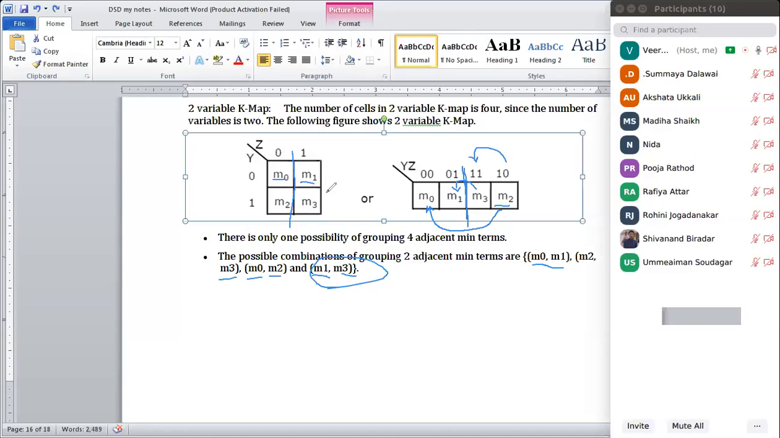M0, M1. M1 is going to lie upon M0. M3 is going to lie upon M2. Correct? That is M0, M1, M2, M3. So these are the two groupings of adjacent terms that I am going to get from this pattern. If I go for this square pattern, one group I will get. If I go for this row pattern, another group I will get. Like that I can go for the column pattern also.